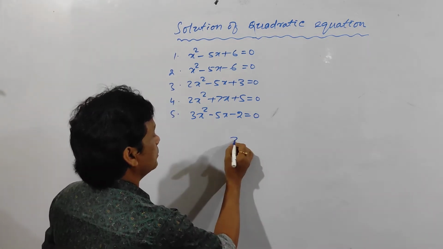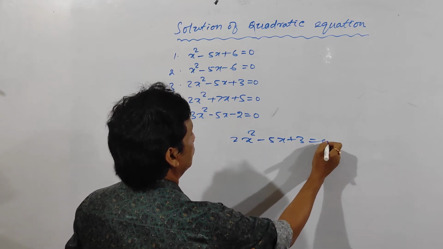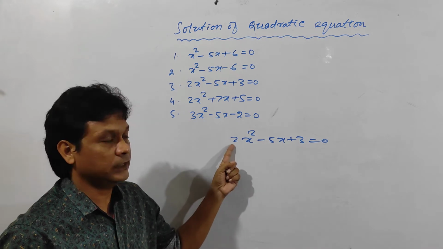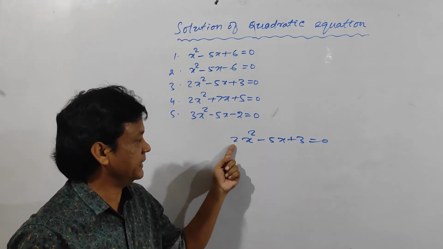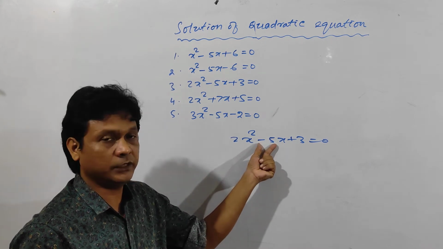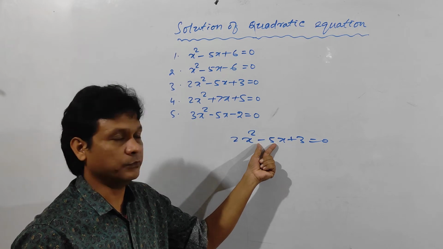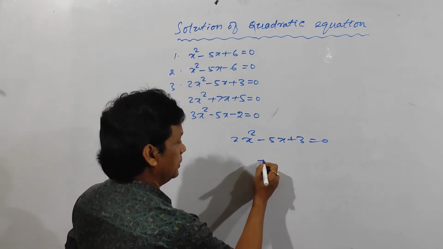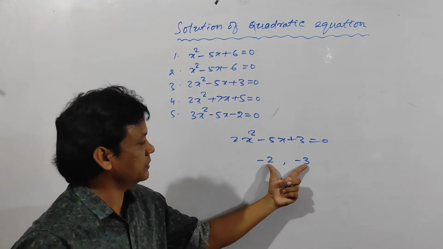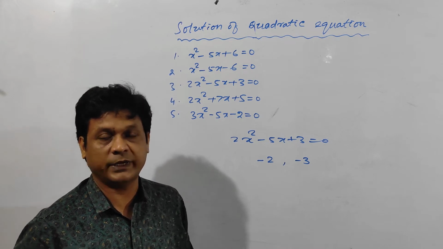Third question is 2x square minus 5x plus 3 equal to 0. The sum should be minus 5 and the product should be 6. Clear? So it will be minus 2 minus 3. See here, minus 2 and minus 3. Because the sum is minus 5 and the product is 6. Minus 2 into minus 3 is 6.